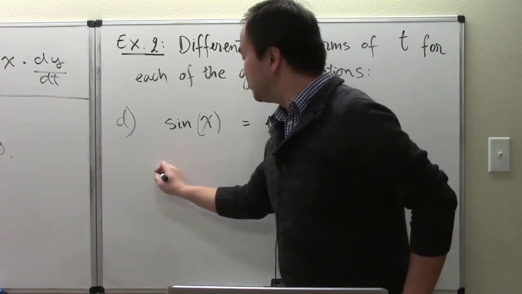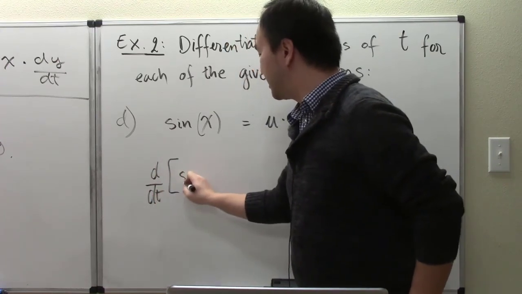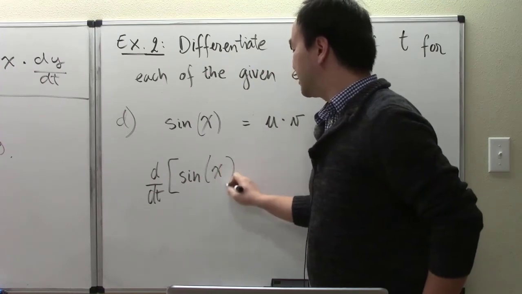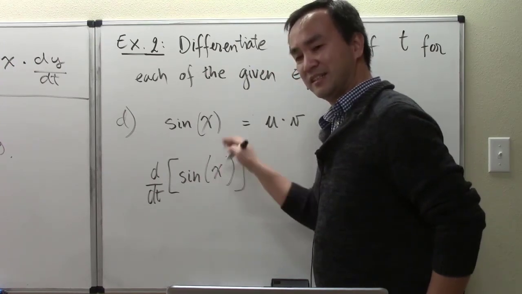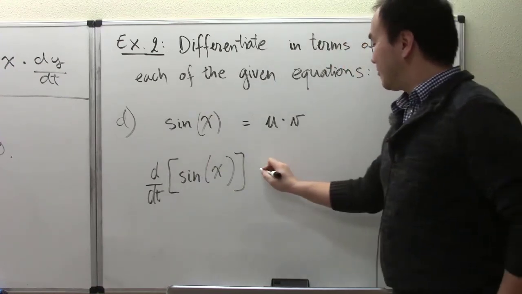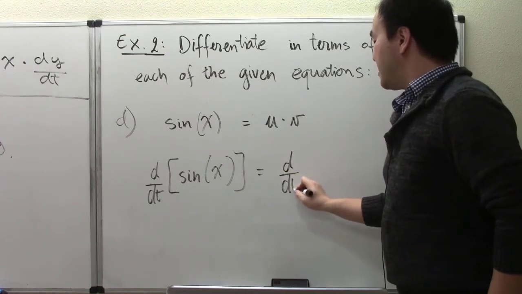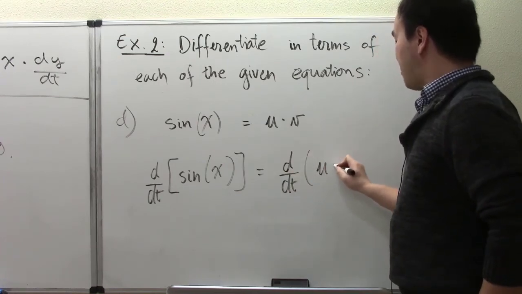I am going to differentiate with respect to t, on my left hand side being sine of x. But keep in mind constantly that x is a function of t, an implicit function of t. And on the right hand side, I am going to do the same thing. I am going to differentiate in terms of t my product u times v.